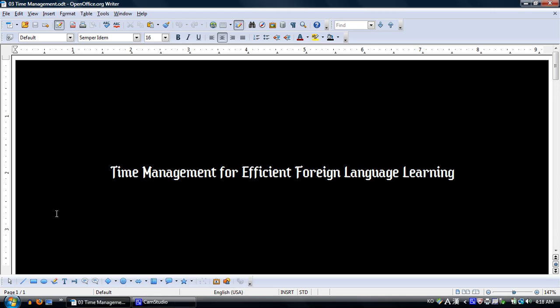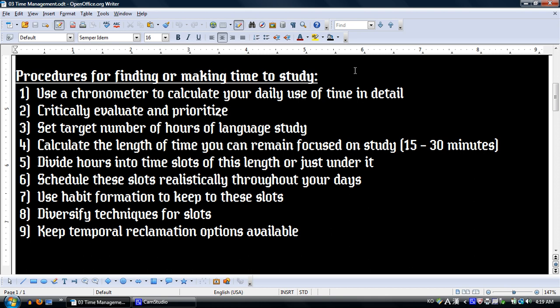Time management for efficient foreign language learning is the subject of this lecture, but I think that a fair amount of what I have to say is of much more general applicability. So if you are interested in time management, then I invite you to stay around for at least the first portion of this lecture, even if you're not particularly interested in studying a foreign language. Let's begin by looking at some procedures for finding or making time to study.